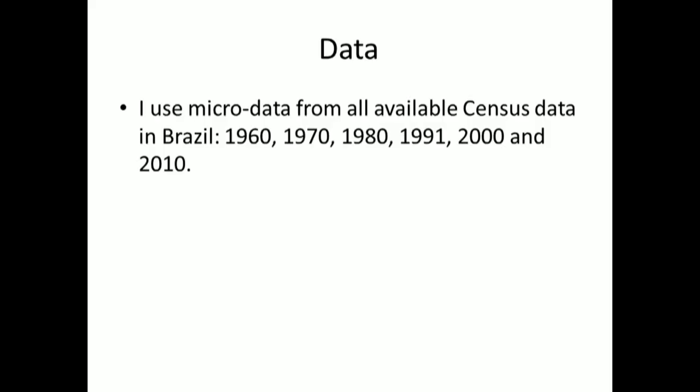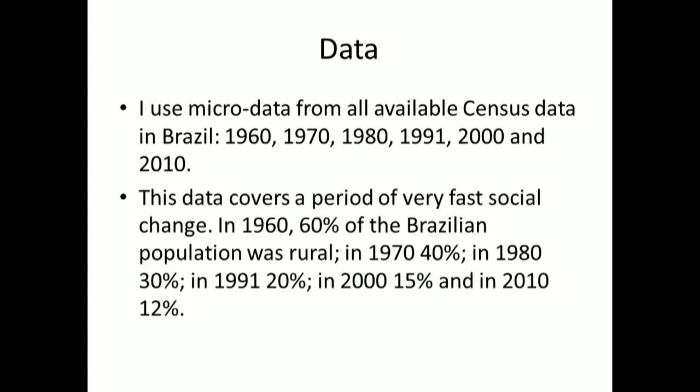As in most of the papers in this book, we use the census data. I use all the censuses from 1960 to 2010, and it's important to remember that this is a period of huge change in Brazil. In 1960, 60% of the population was rural, and in 2010 only 12%. In a relatively short period of time, society changed a lot. This is just an indication of all the other changes that happened in society.